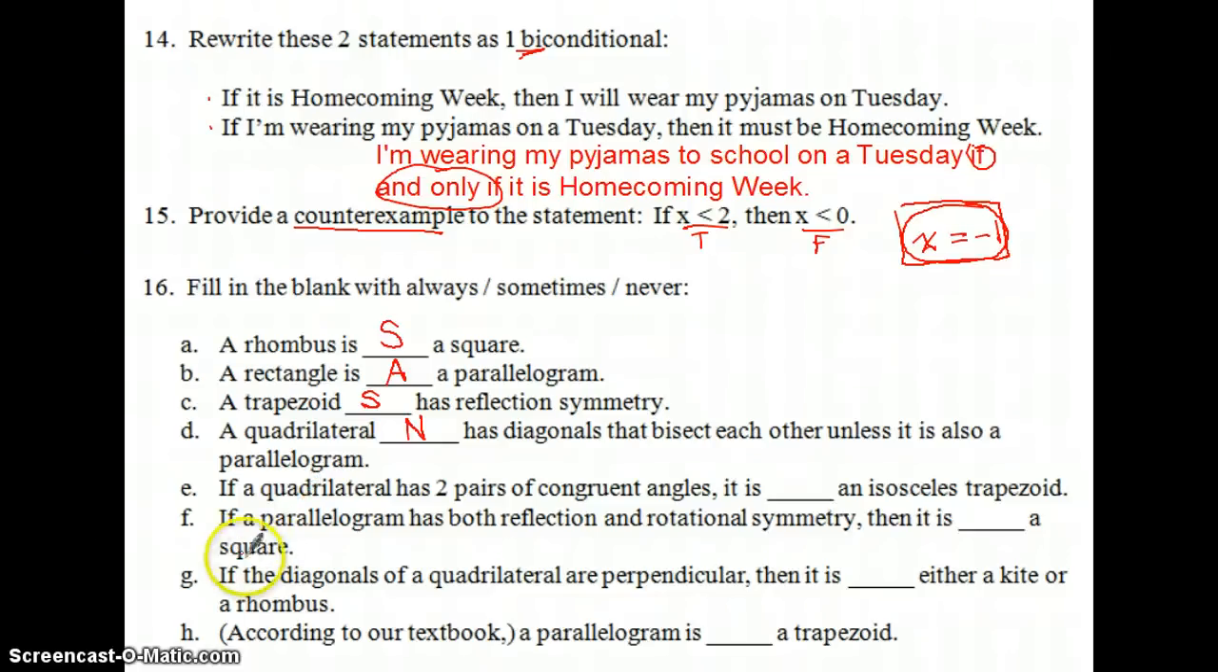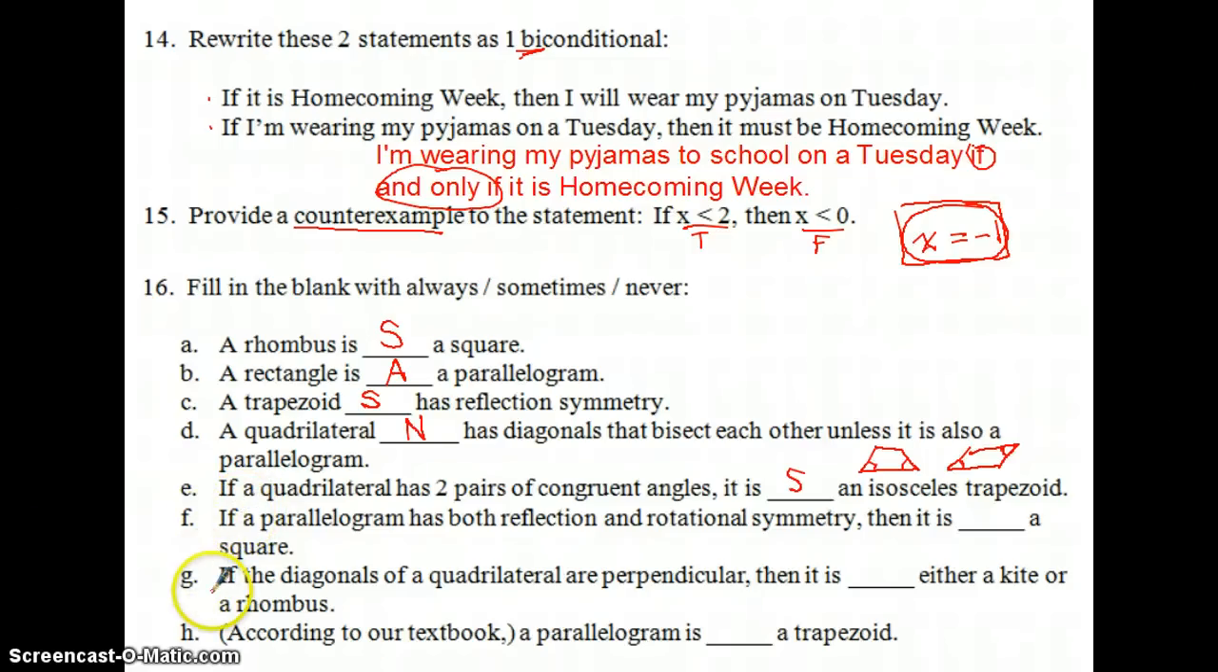If a quadrilateral has two pairs of congruent angles, it is blank an isosceles trapezoid. Well, it could be, if the pairs are like here and here and the other two. But if the pairs are like here and here and the other two, then it would be a parallelogram, and we wouldn't have that condition.